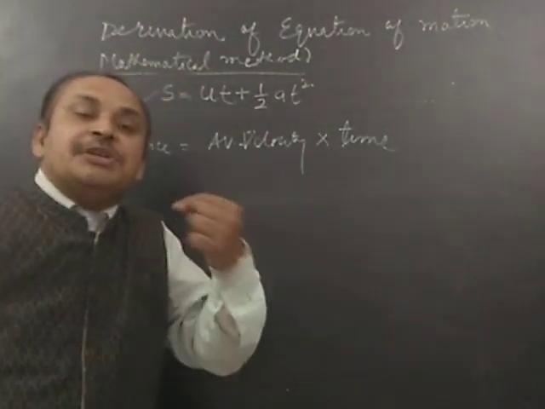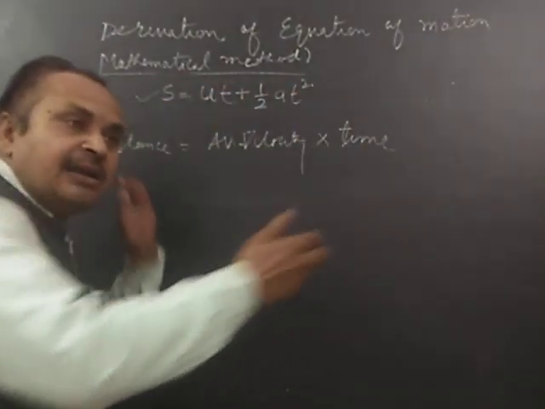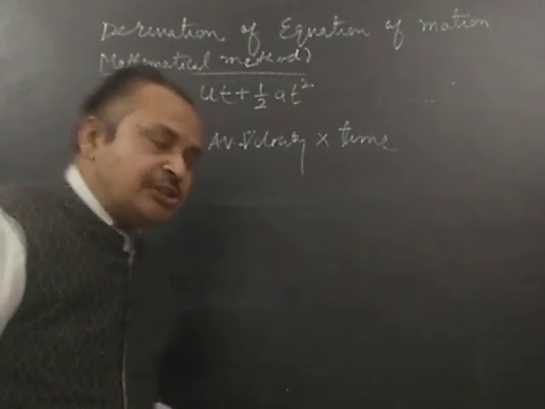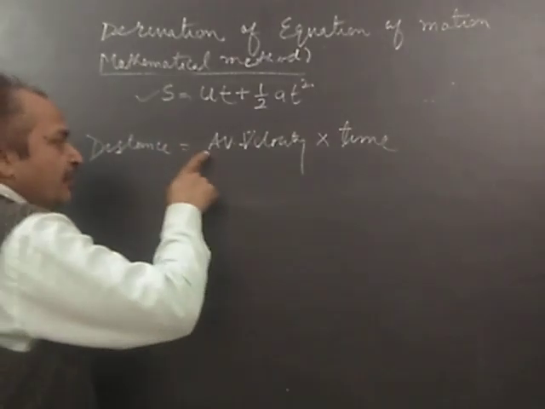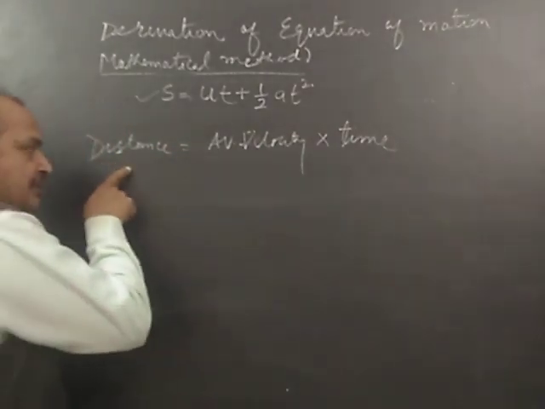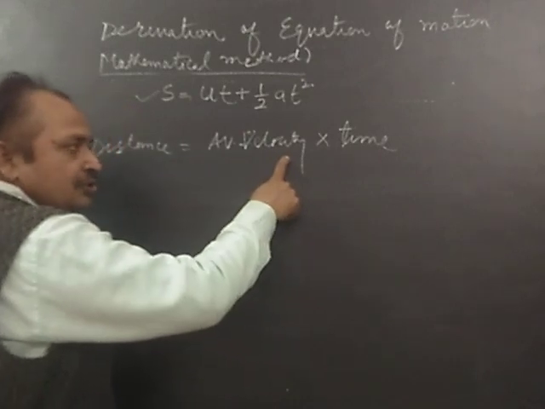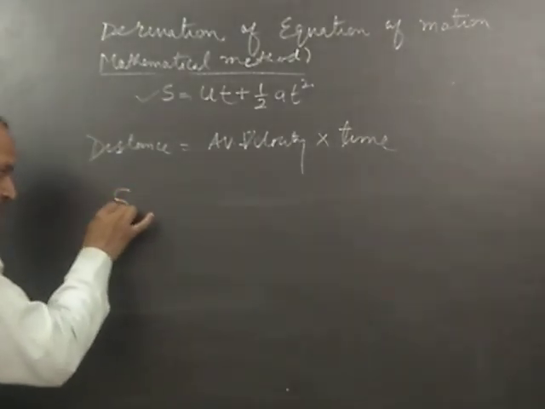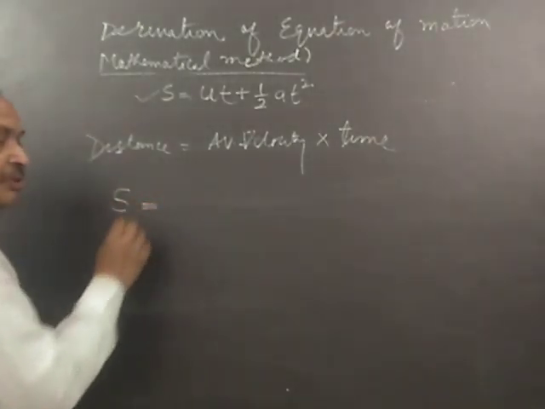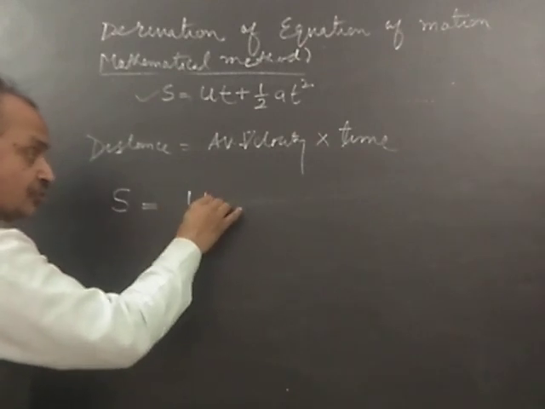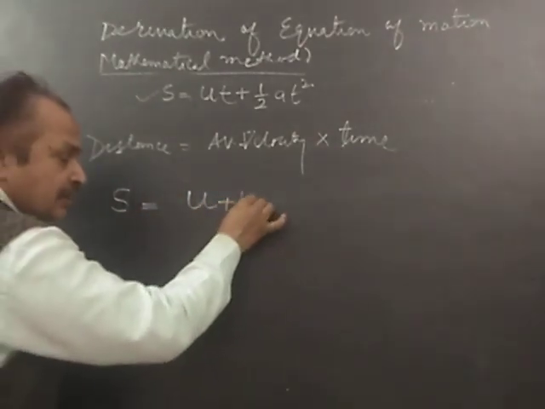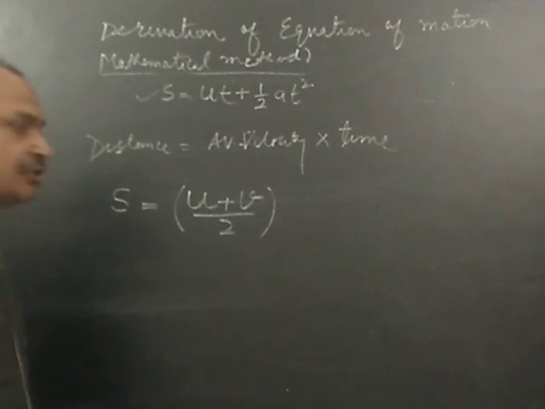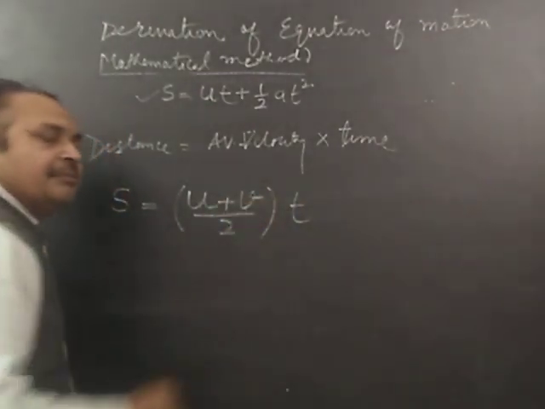A body moving with initial velocity reaches and attains the velocity v. Because we are talking about velocity, here also we will be talking about velocity. Distance is equal to average velocity multiplied by time. What is distance? This is s. And average velocity means the initial velocity plus the final velocity, averaged, multiplied by time.